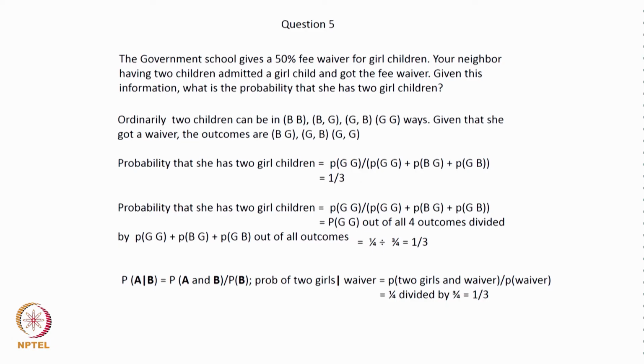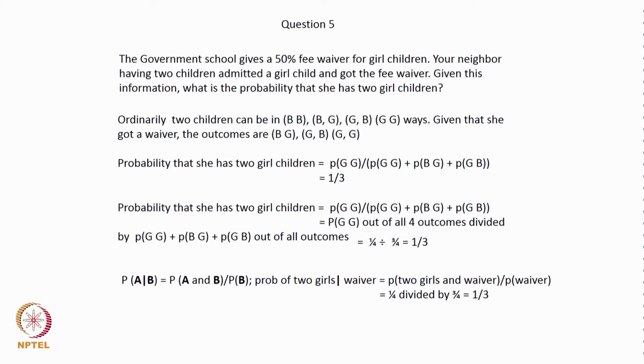So, we look at a 5th question. A government school gives a 50% fee waiver for girl children. So, your neighbor has 2 children and has admitted a girl child and got the fee waiver. Given this information, what is the probability that she has 2 girl children? So, this is a very interesting question, and first let us solve this and then try to understand a couple of more things about it.